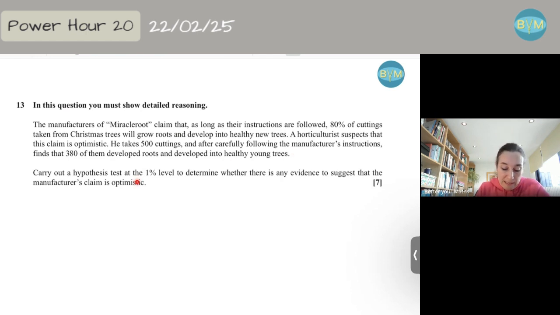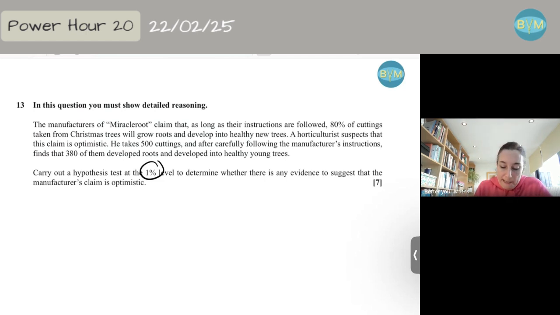Carry out a hypothesis test, 1% significance level, to determine whether there is evidence to suggest that the claim is optimistic. Is this a binomial, a normal, a correlation? What type of question is it? I only have 3 options for them. And again, you can think just discarding. Is this a normal distribution? Surely not. They would give me the mean and the standard deviation. And it's not correlation because I'm not checking if there is a correlation between them. So it's going to be a binomial.